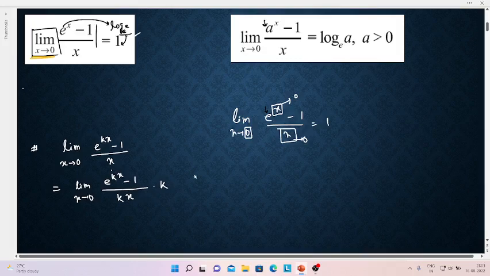So can you tell me, if x is tending to 0, I mean, the value of x is very close to 0, then what will be the value of kx? Can you tell me please? If x is tending to 0, what will be the value of kx? kx is nothing but tending to 0, right? So as x tends to 0, we can write that kx tends to 0, right? Just wait a second.